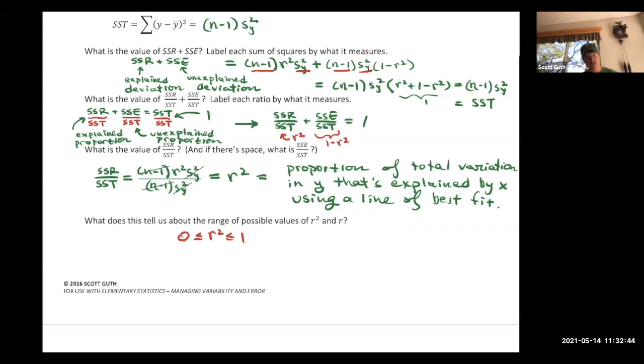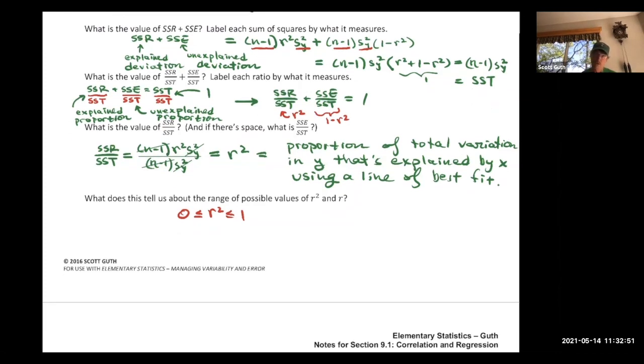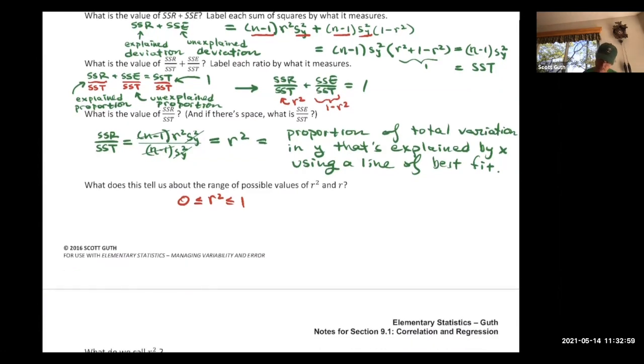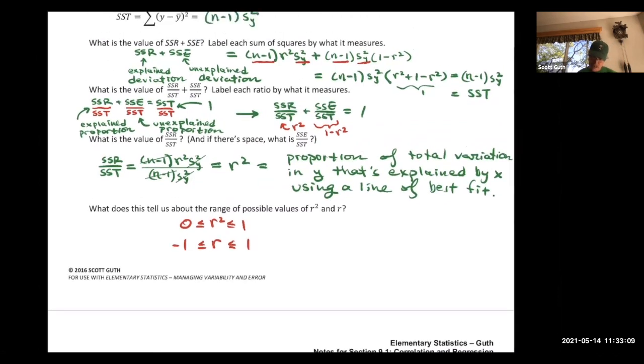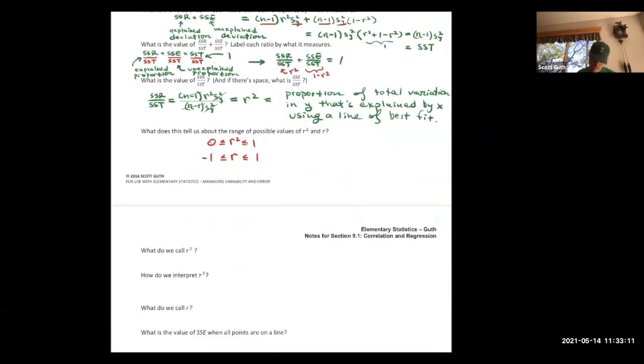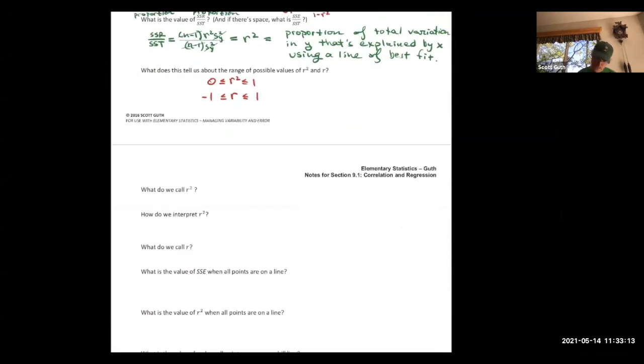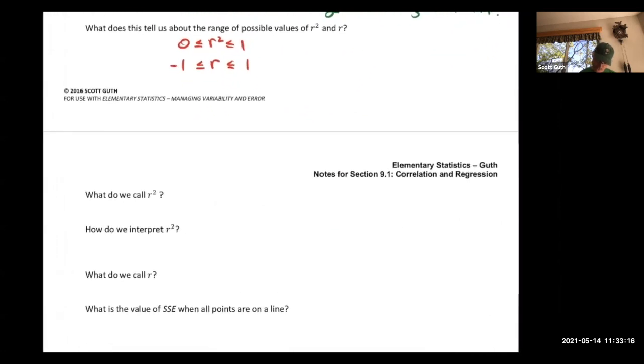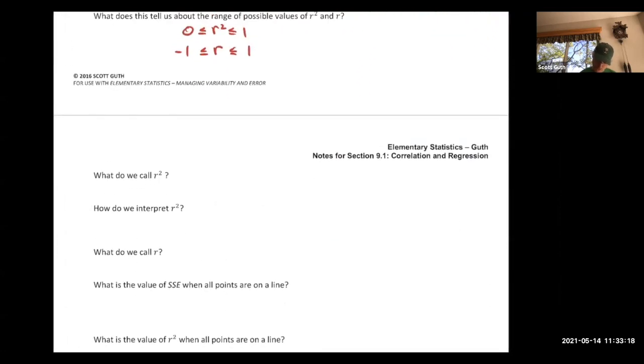Now, R can be negative because it's the slope of a line. Lines go downhill sometimes, especially with negative relationships. So when you square a number between -1 and +1, you get a number between 0 and 1 because squaring makes it positive. So that is to say that R has to be between -1 and +1. Okay, I think I'm going to stop here. I'll go ahead and answer these. We're just going to answer these three.